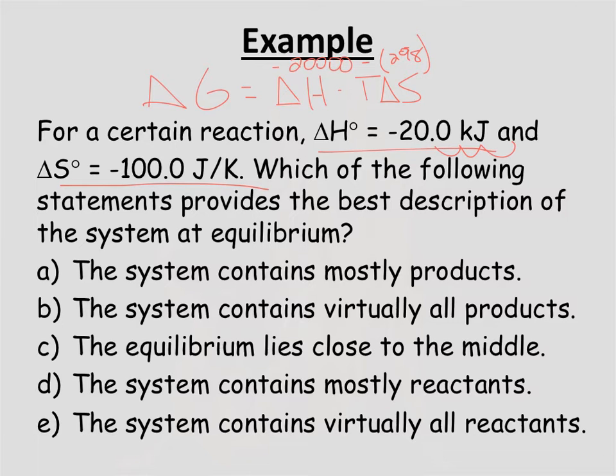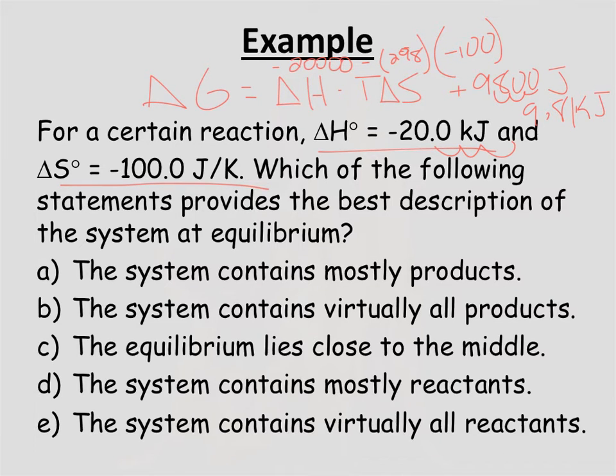273 is 0 Celsius, so 298 is like room temperature. All right, and then plugging in our negative 100 over here. So basically what you end up with once you solve all of that is a positive 9,800 joules, which in kilojoule land is 9.8 kilojoules.